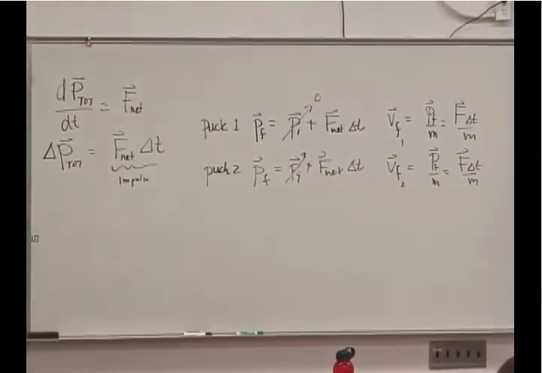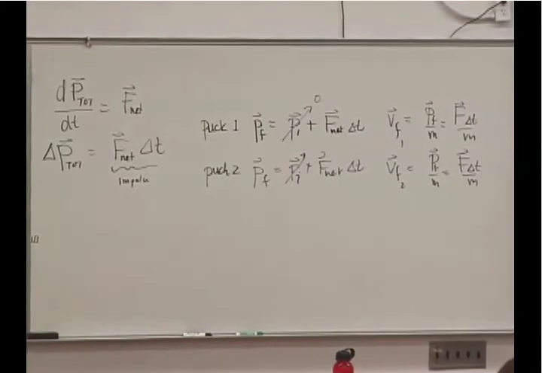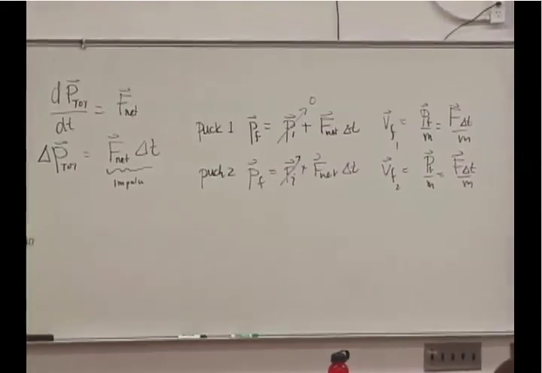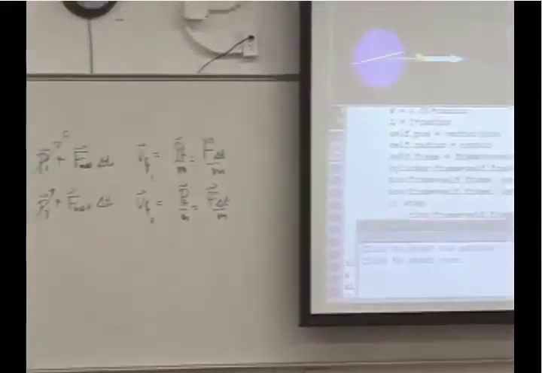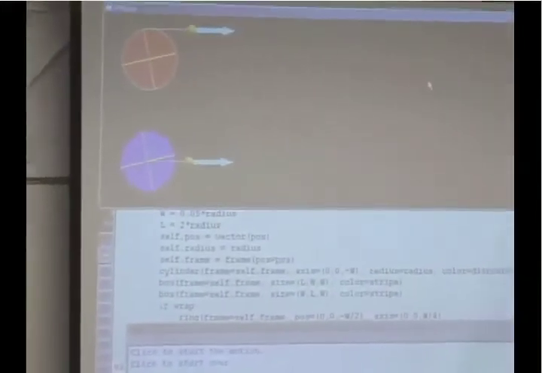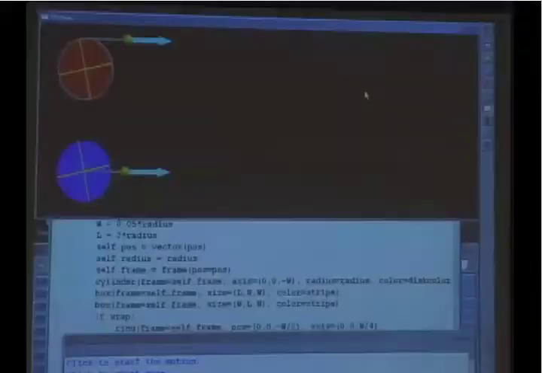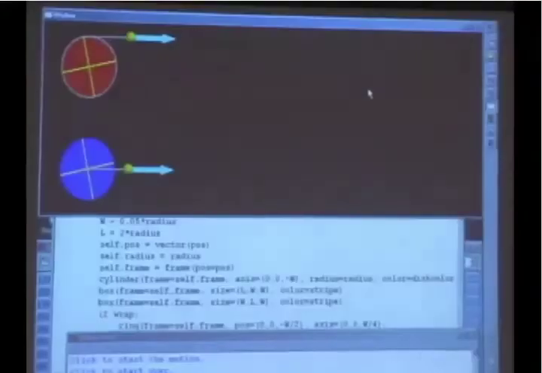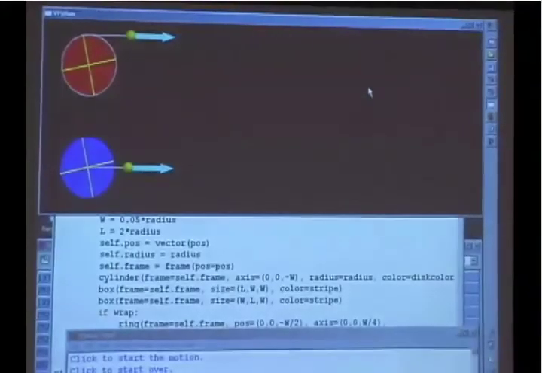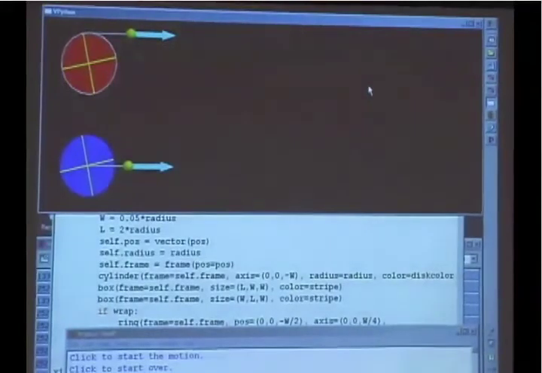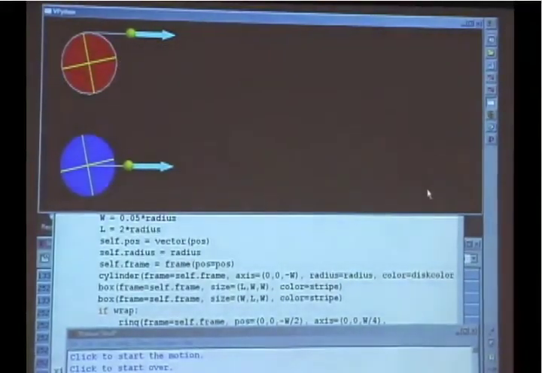So what we're predicting using the momentum principle really doesn't sound at all like what we think is really going to happen. So here's a VPython simulation of what the momentum principle predicts. Whoops, there we go. So here's our two pucks. The top one's pulled from the edge, the bottom one's pulled from the center. And all we've done in this VPython program is just apply the momentum principle and the angular momentum principle.